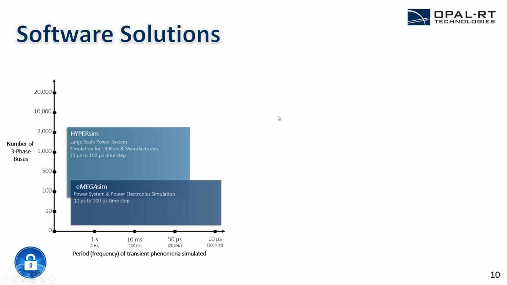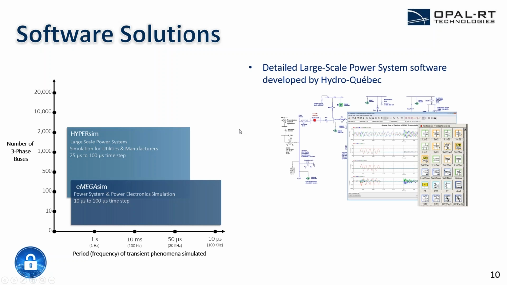Another class of EMT software is HYPERSIM, which was actually intended and is used for larger scale power system simulation. And this is a very detailed software that was developed by Hydro-Quebec, which also has robust testing capabilities in the form of automation.